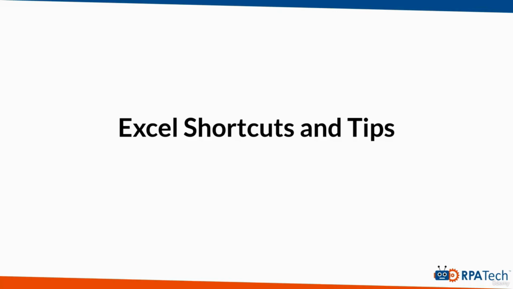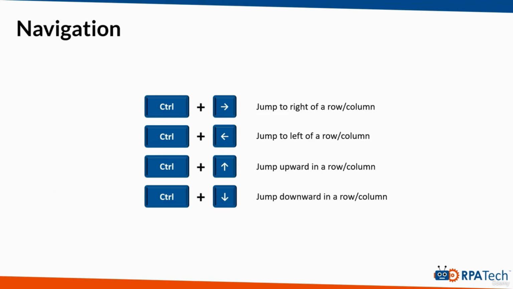Today we will show you some Excel tips and shortcuts which will make your life easier. Let's dive in. Let's understand the navigation shortcuts. With Ctrl and the arrow keys, you can effortlessly navigate through your data. Use this shortcut to swiftly move to the end of a row or column. For example, easily navigate to the last cell in a row with a simple keystroke.